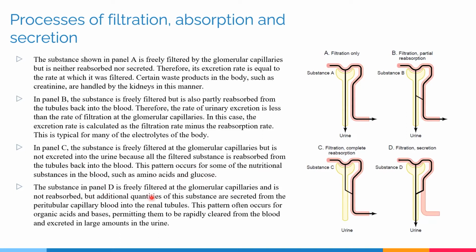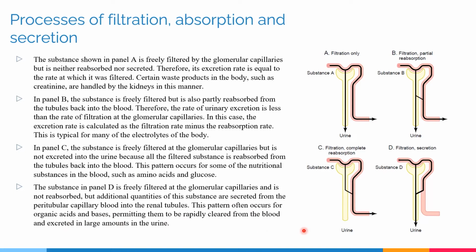The substance in panel D is freely filtered at the glomerular capillaries and is not reabsorbed, but additional quantities of this substance are secreted from the peritubular capillary blood into the renal tubules. So most of the substance D was filtered into the glomerular filtrate, and whatever was left and was being carried in the blood was secreted into the renal tubules by the peritubular capillaries, so that the blood going out via the efferent arterioles is virtually absent of the substance D, because all of it has been first filtered and then secreted into the renal tubules themselves. This pattern often occurs in the case of organic acids and bases, permitting them to be rapidly cleared from the blood and excreted in large amounts in the urine.